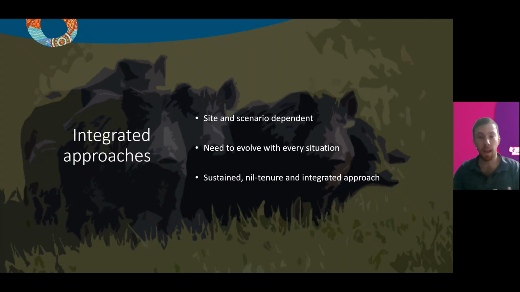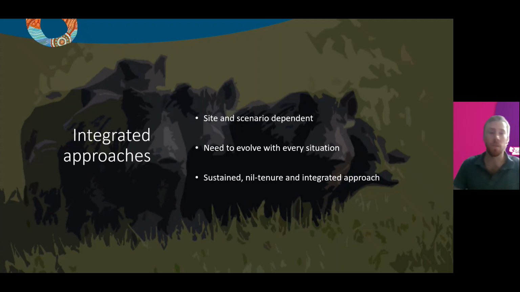So what we need is a sustained, nil tenure and integrated approach that strategically targets pigs in different ways. Isolated control events, which are events that are not repeated or followed up by additional control, are rapidly compensated for by breeding and immigration of feral pigs. But repeated control allows for a higher exposure of feral pigs to control tools. There's also a need for a collaborative approach where everybody's involved. And we know this already because properties that manage feral pigs in isolation will not have long-term control or long-term success if pigs are transitional across their land.